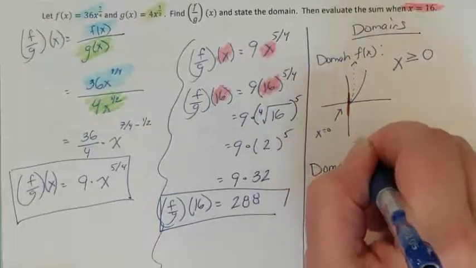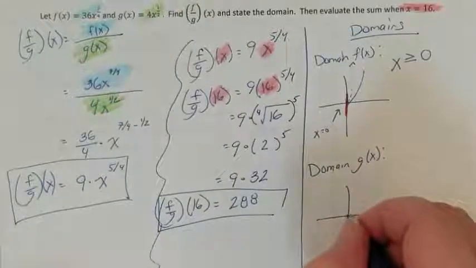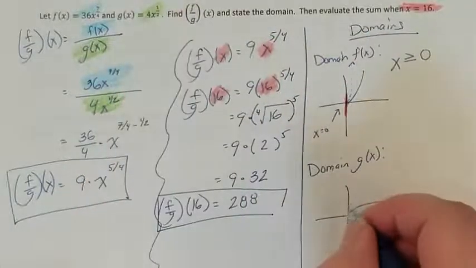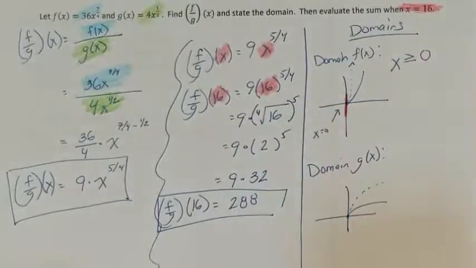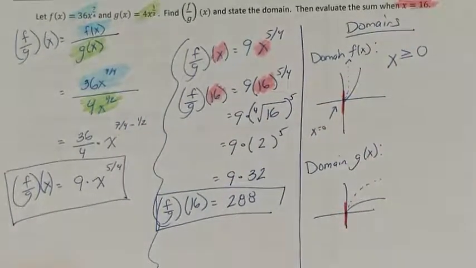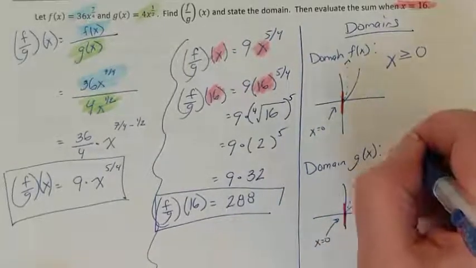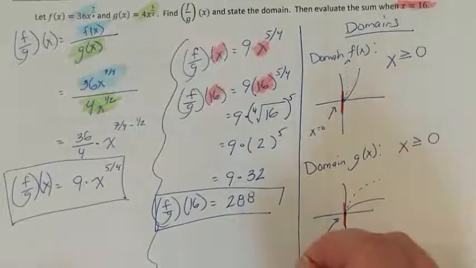Now let's go ahead and look at the domain of g of x. The parent function is x to the 1/2, which looks like this. Vertically stretched by 4, it looks a little bit more like that. Its last point is still right here at the 0, and I see that it still uses all these positive x values. So its domain is also x is greater than or equal to 0.